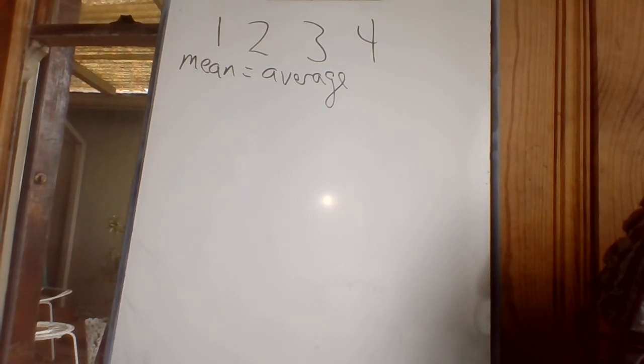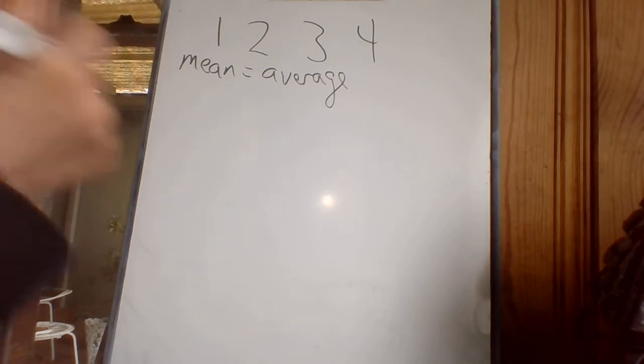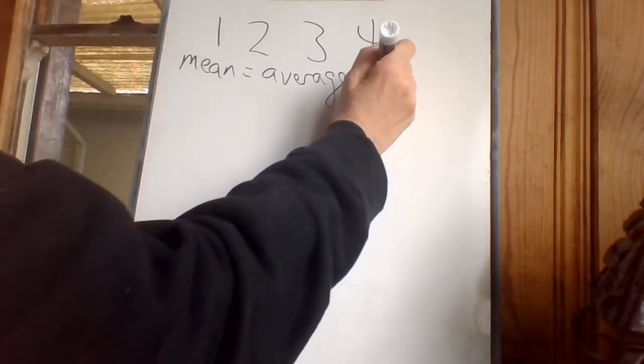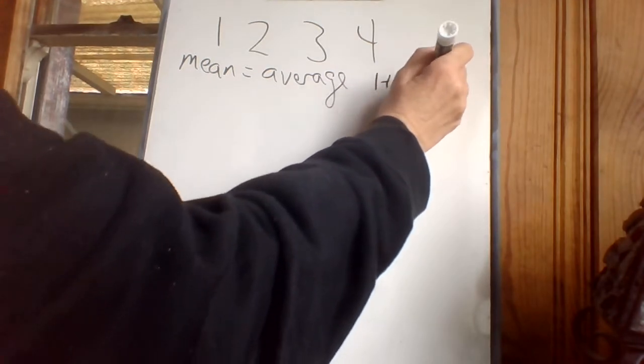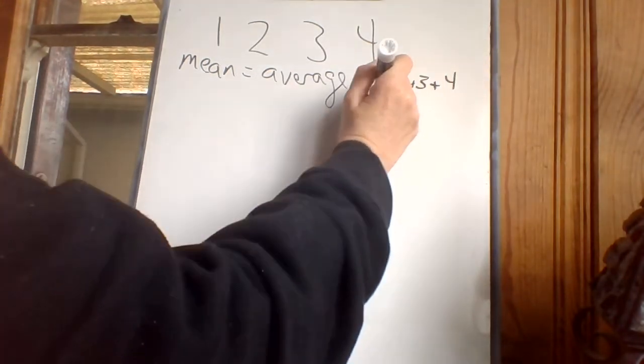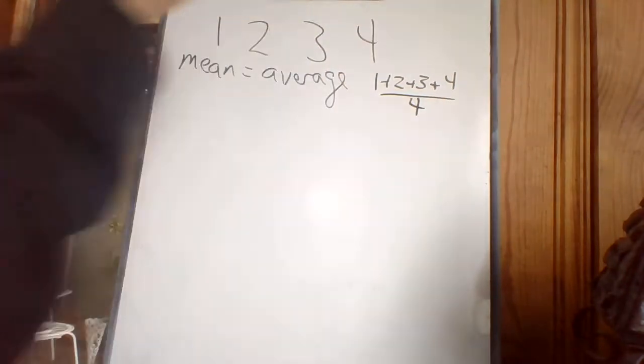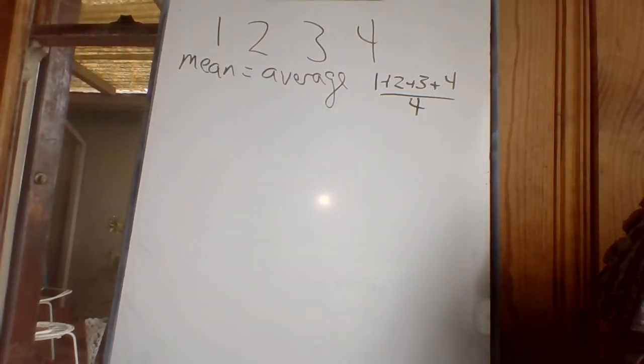We're always going to use mean because average is kind of vague, but mean means exactly this. It means add them all up and divide by however many you got. So if I add them all up, and I've got 4 of them, so divide by 4. Okay, so 10 divided by 4, that's 2.5.